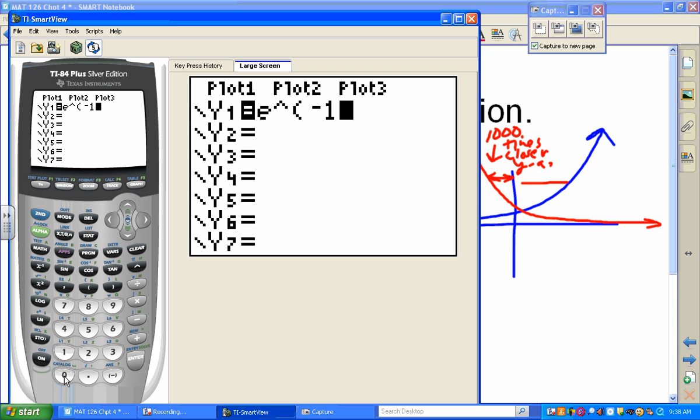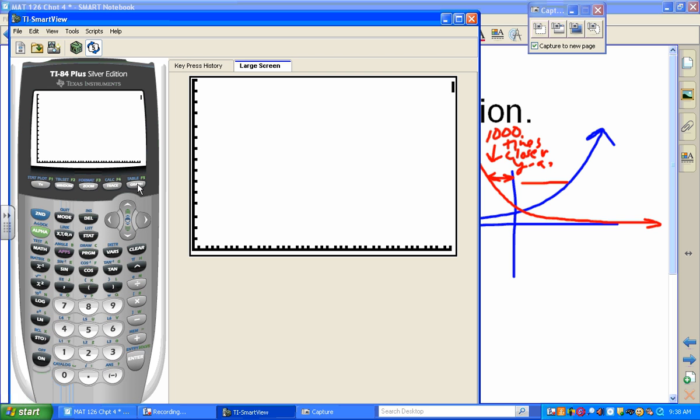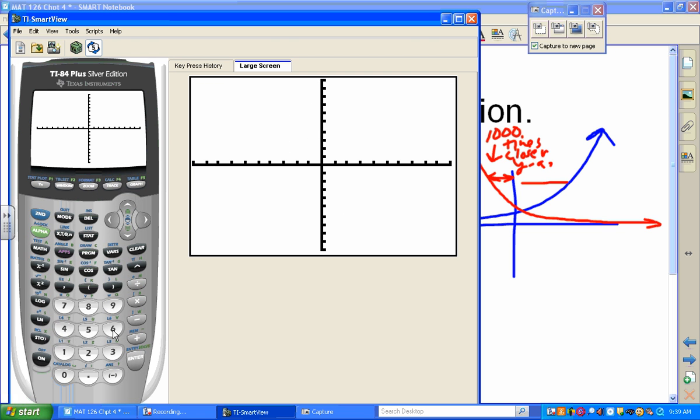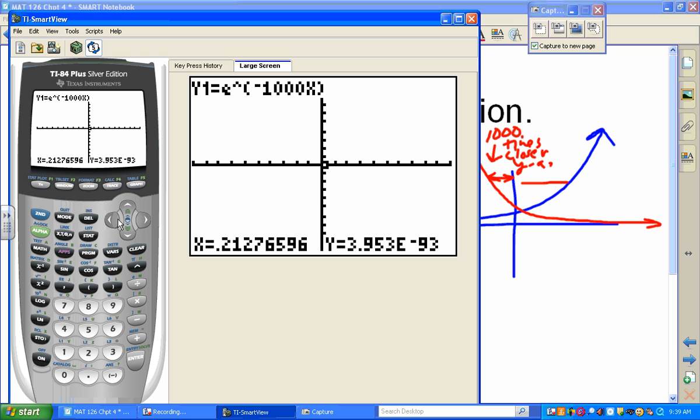e to the negative 1,000 x. Oh, I need to go to zoom standard. On zoom 6, it finishes it off, and it's 1,000 times closer, so I can't even see it. Second, calculate value at 0. 1. And then watch this. If I press this back arrow, I'll go to trace. It's tracing the graph and it's hard to see. See, it's like way up there already. Interesting. You can change your window to see it, but that's going to be a tough one to see.